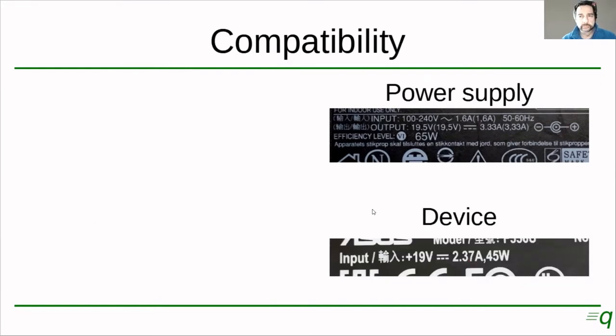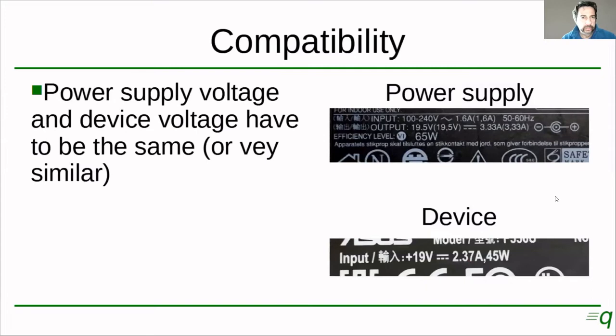Let's have a look at these two nameplates. This is the power supply, the same nameplate we just saw and studied in detail. And we want to connect it to this device, which says input 19 volts, 2.37 amps. So can we safely connect these two devices without damaging any of them? The rules for compatibility are that the power supply voltage and the device voltage have to be the same or very similar at least.